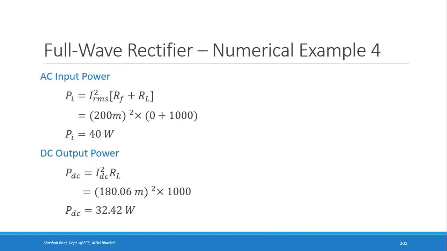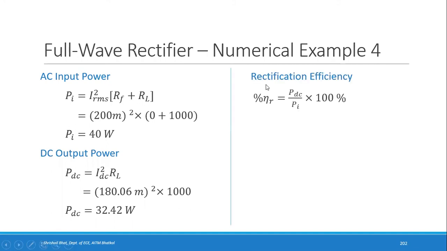From this, can you find efficiency? Efficiency is PDC divided by PI into 100%. PDC is 32.42, PI is 40. So you'll get 81.05. You have to get 81.05 in this case. You know why? Because RF is 0. We have neglected forward resistance of the diode. If the forward resistance of a diode is 0, it's like an ideal diode.